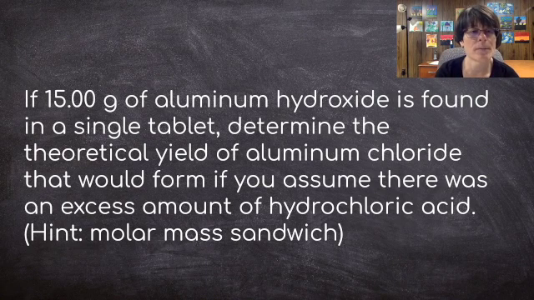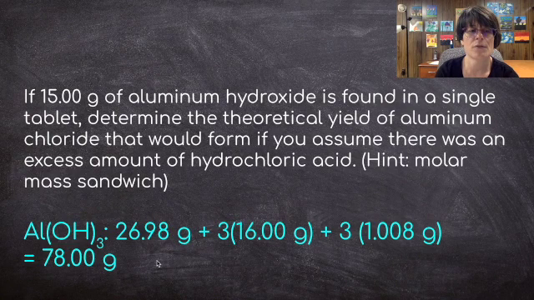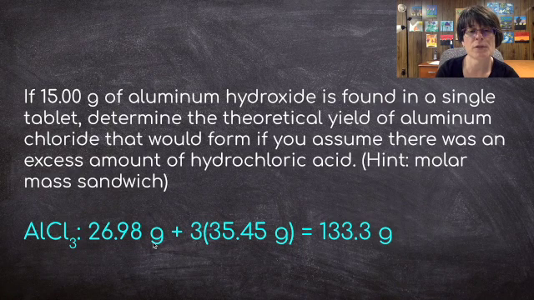So then we can take a look at a problem like this. If 15 grams of aluminum hydroxide is found in a single tablet, determine the theoretical yield of aluminum chloride that would form if you assume there was an excess amount of hydrochloric acid. And a hint here, we're going to need to make a molar mass sandwich. So we need to know the molar mass of aluminum hydroxide and aluminum chloride. I'm going to figure those out first. Aluminum hydroxide, that's 26.98 grams for the aluminum, 3 times 16 grams for the oxygen, and 3 times 1.008 grams for the hydrogen, for a total of 78 grams. Remember, we get all this from our periodic table. Aluminum chloride, 26.98 grams for the aluminum, and 3 times 35.45 grams for the chlorine, because there's 3 of those, for a grand total of 133.3 grams.